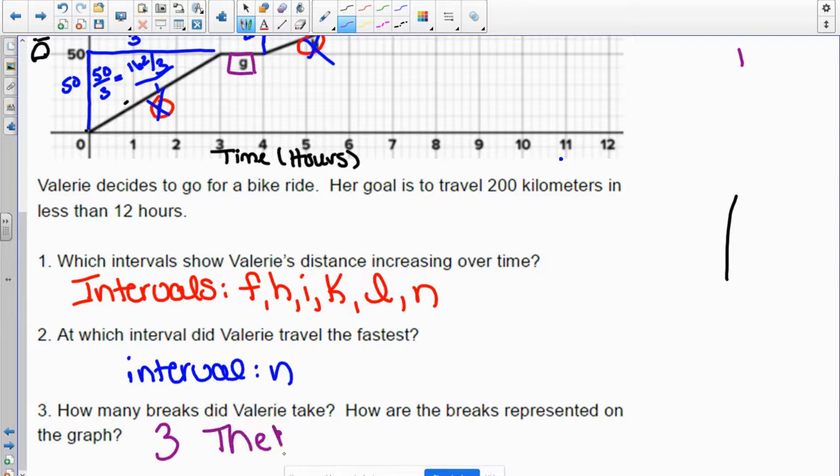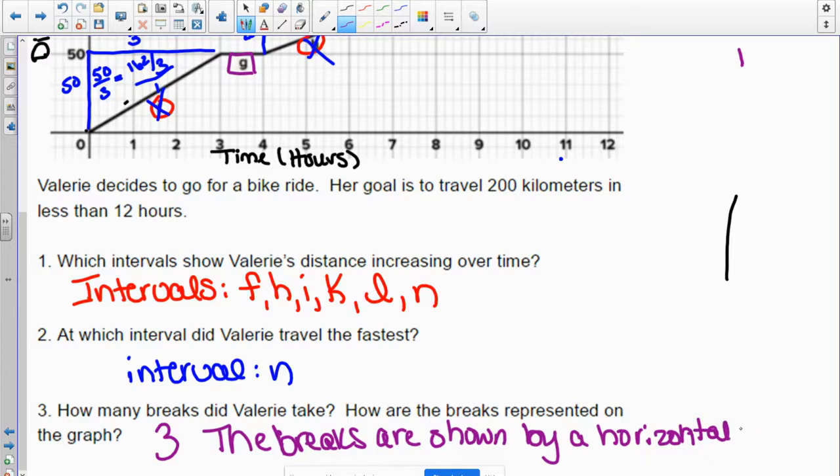The breaks are shown by a horizontal line.